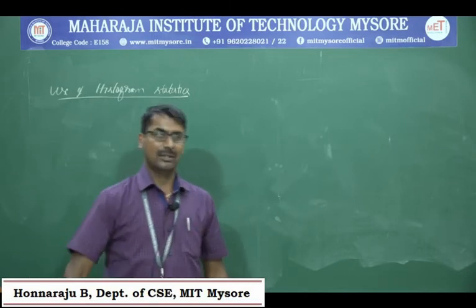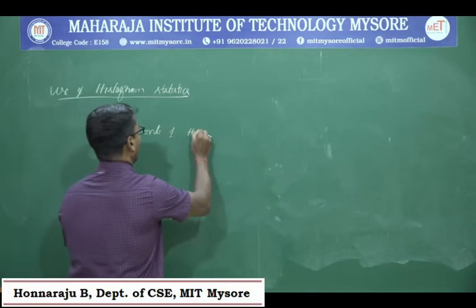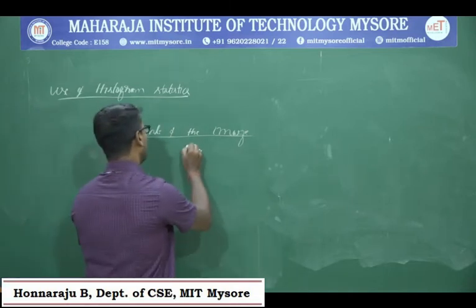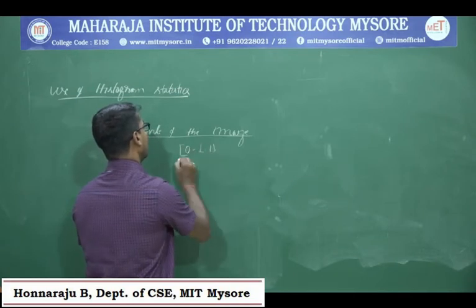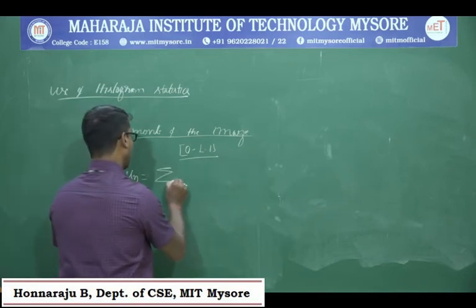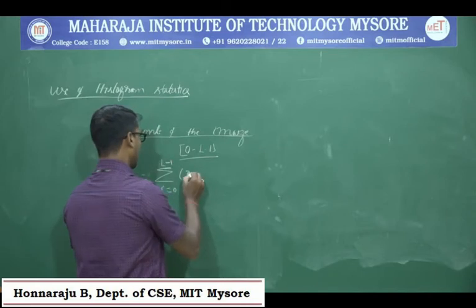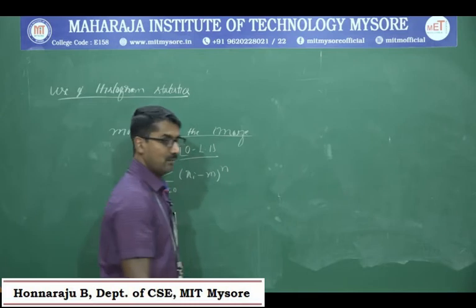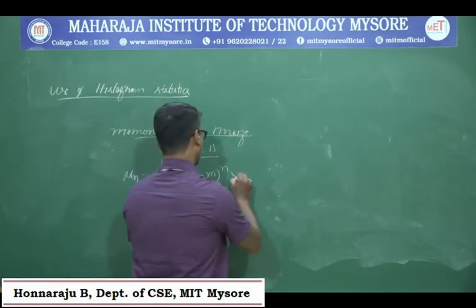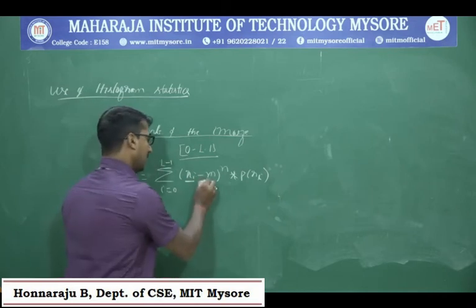Here we use the moment of the image. The moment of the image is one of the histogram statistics. Here the moment is calculated over the gray level range 0 to L minus 1. The nth moment is mu n equal to the summation from i equal to 0 to L minus 1 of (r_i minus m) to the power of n into p of r_i. Here r_i is the gray level, and m is the mean.